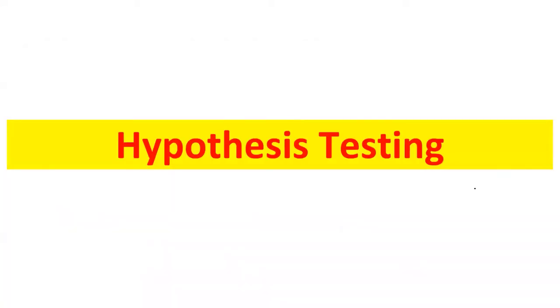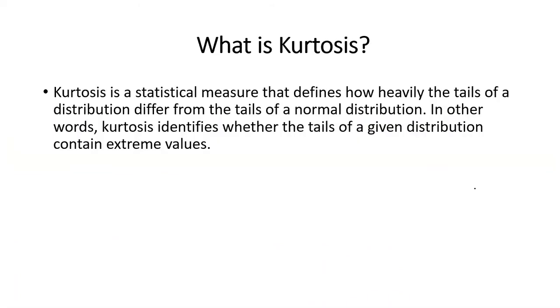Before this, we have done three topics: the correlation, standard dispersion, and central tendency. Now we are starting with hypothesis. Before that, I taught you skewness, but there was a topic left over here, kurtosis. So let's discuss what kurtosis is.